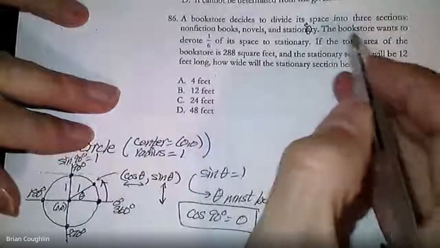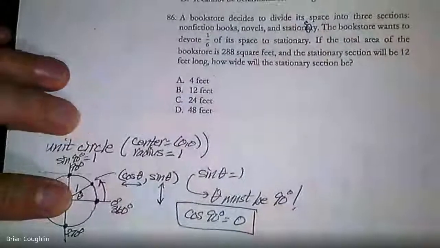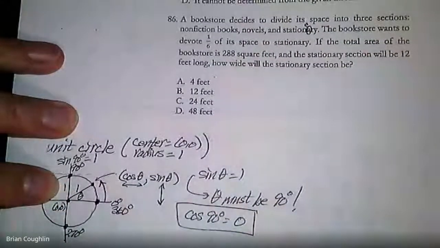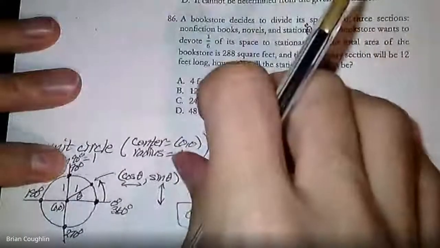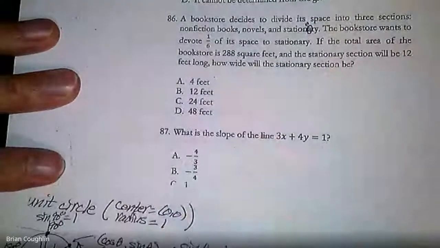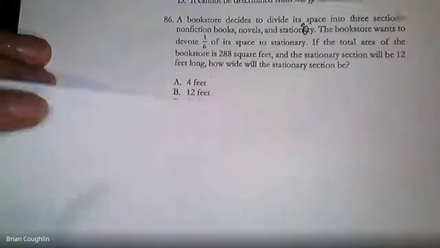Anyway, the bookstore wants to devote 1/6 of its space to stationery. If the total area of the bookstore is 288 square feet and the stationery section will be 12 feet long, how wide will the stationery section be? Now, they're talking about area. Let me cover up their answers, let me flip this around.